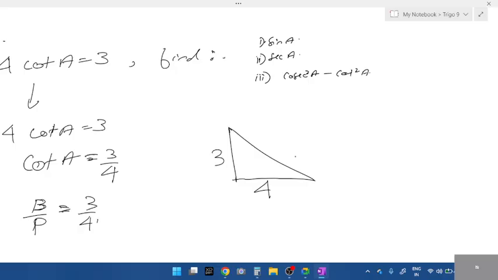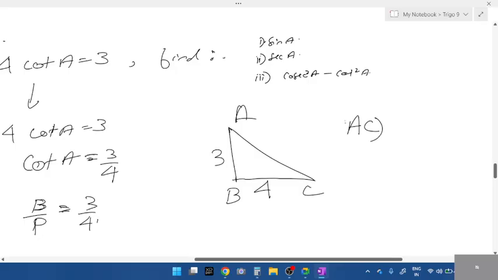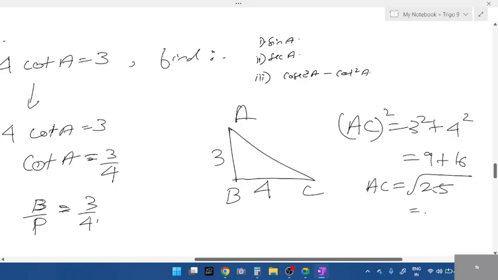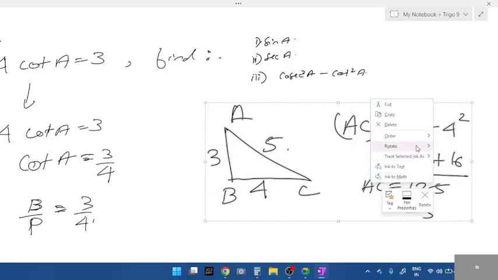Yes, if you apply Pythagoras theorem, what are the values you get, students? We used to do like this, right? A, B, C. AC square is equal to 3 square plus 4 square. 9 plus 16. What is the AC value? 5. So whenever you get 3 and 4, what's the value? Remember this, I'll give you a few values like this so that you don't go wrong while calculating.